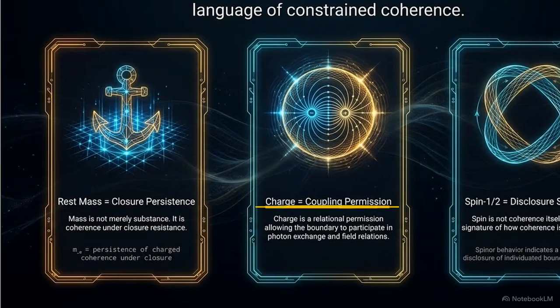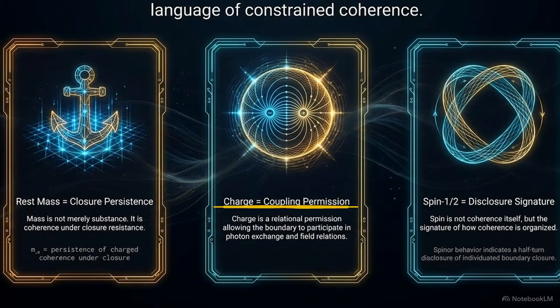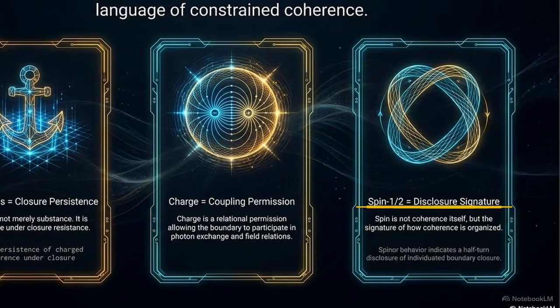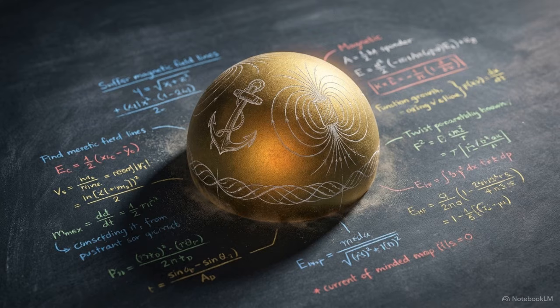Electric charge in the center defines the boundary's coupling permission. It represents the structural capacity of the held coherence to participate in electromagnetic field relations. Spin 1/2 on the right functions as a disclosure signature. It indicates a half-turn geometry, which identifies the boundary as a fully individuated, non-coincident closure. Mass, charge, and spin are the integrated requirements of a stable boundary. They are the physical evidence of coherence held under constraint.